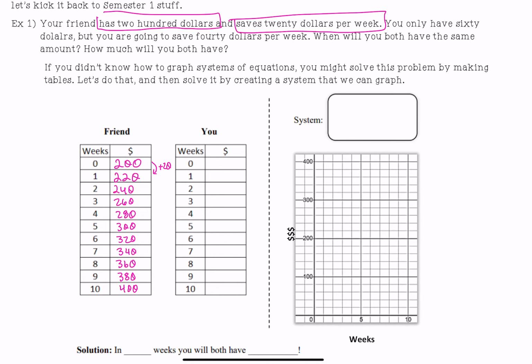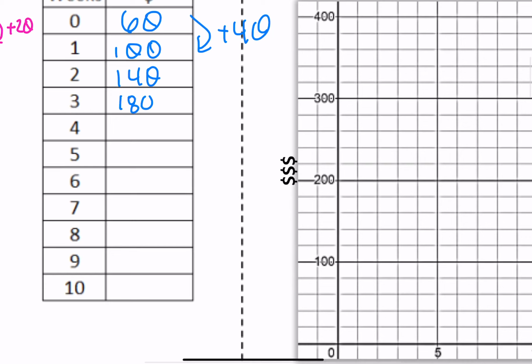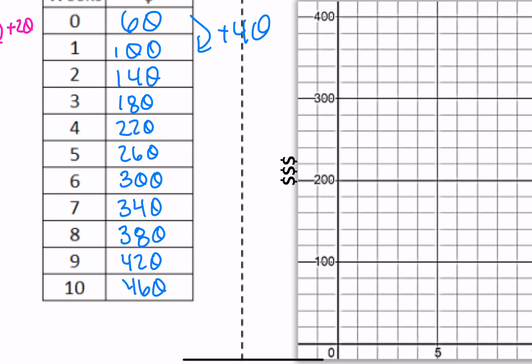However, you only have $60, but you're going to save $40 per week. So right now you only got $60, but if you saved $40 per week, well, the next week you're going to have $100, and the week after that you're going to have $140, which means every week you're adding by 40. So let's fill this out. So week 3 is $180, week 4 is $220, week 5 is $260, week 6 is $300, week 7 is $340, week 8 is $380, week 9 is $420, and week 10 is $460.